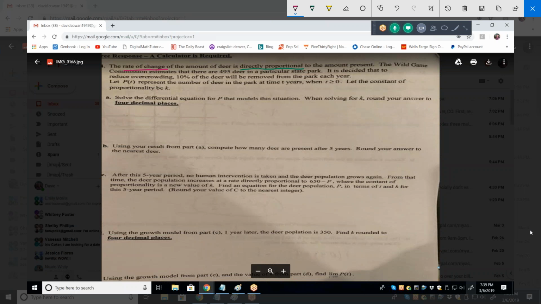If I start with 1,000 grams of some radioactive isotope, and I know that it's going to decay based on the amount that's present, then you have this situation. And the key formula, whenever you have something that is directly proportional, is this one right here. I'm trying to figure out where to write it. Let's write it right up here.